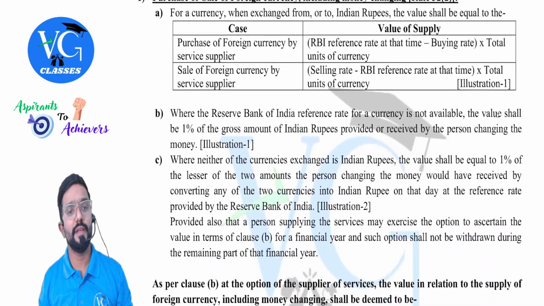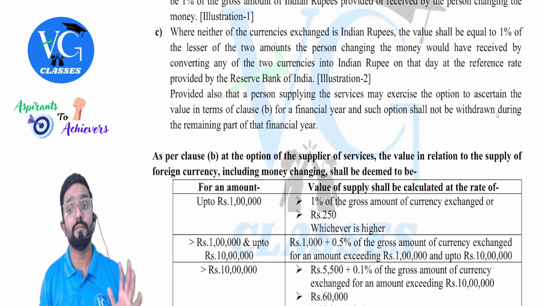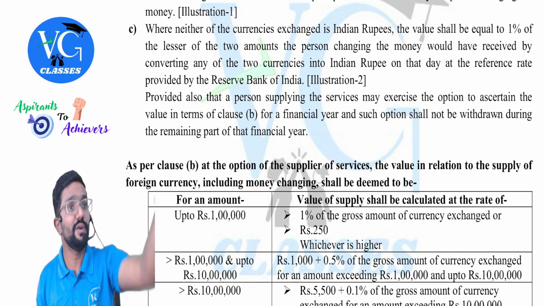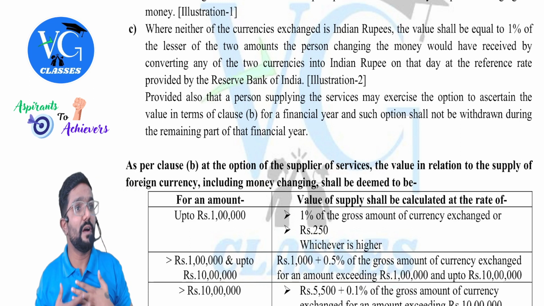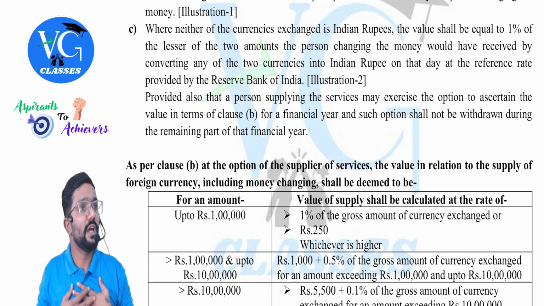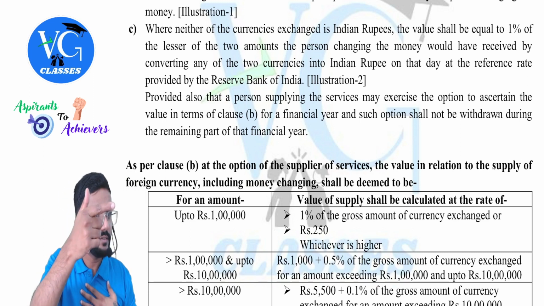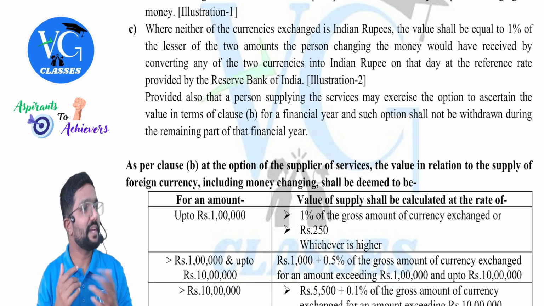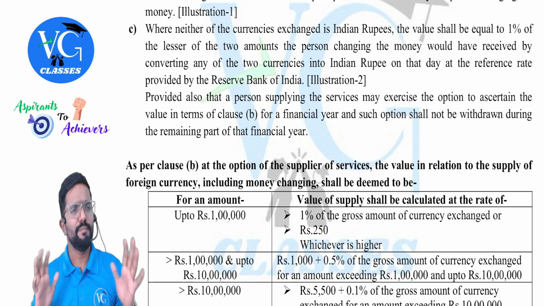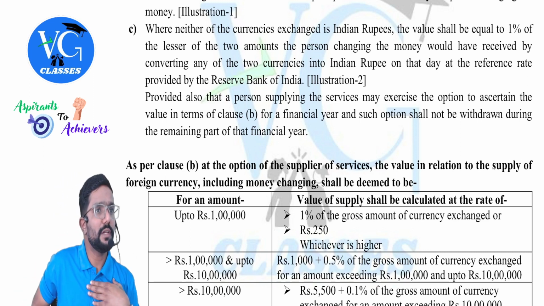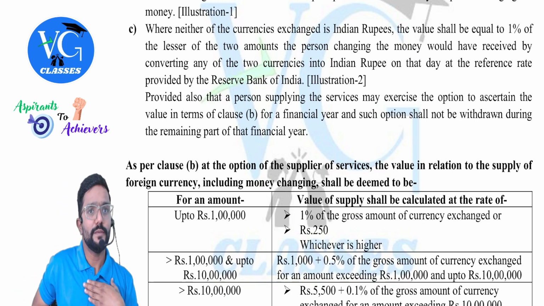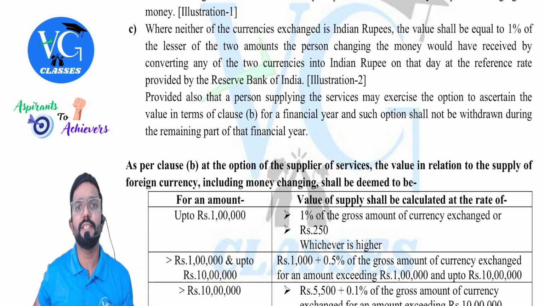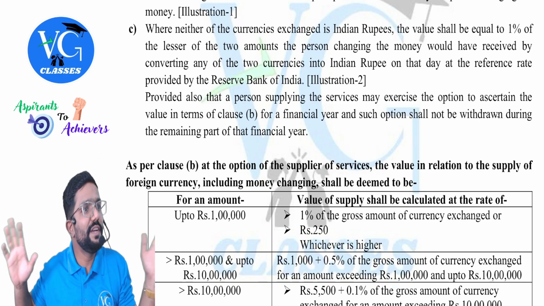Sir, what if the currencies exchanged are both foreign currencies? For example, listen here. You are an authorized dealer. I wanted Australian dollar, and you had Australian dollar. You wanted Singapore dollar, which I had. We exchanged. Simple. I wanted to buy Australian dollar, but I had Singapore dollar. So I gave Singapore dollar to you. You gave Australian dollar to me. Is Indian currency involved? No. There is no Indian currency involved.